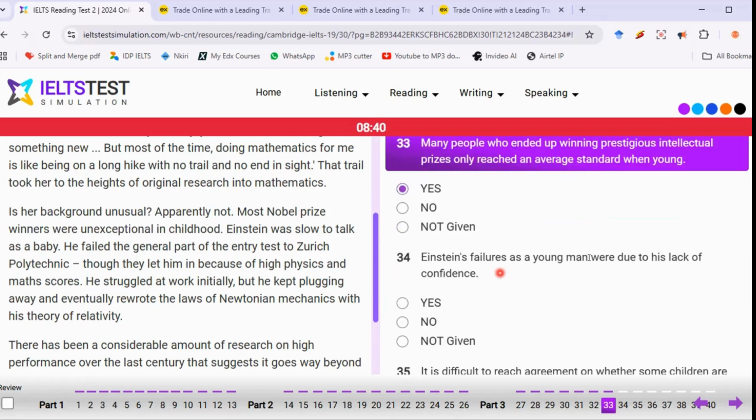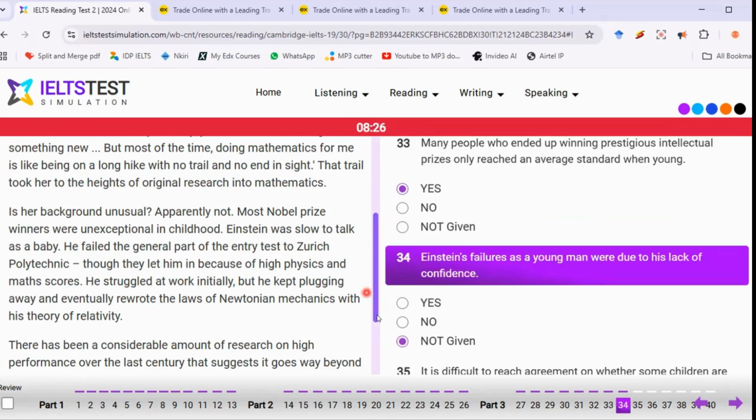Then number 34, due to lack of confidence. So Einstein was slow to talk as a baby. He failed his tests. Okay. He struggled at work. We don't know whether it was due to lack of confidence. There's nothing about confidence here.